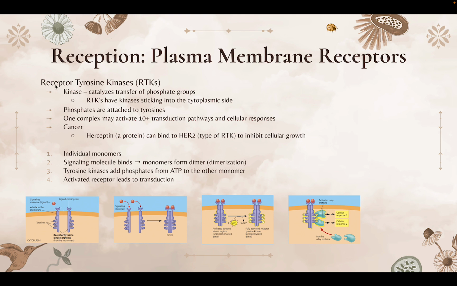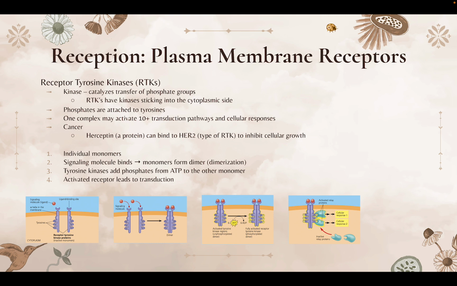But you'll see that each one of these words actually makes a lot of sense in the context of what an RTK is. So a kinase is an enzyme that catalyzes the transfer of phosphate groups. And this is usually involved with ATP, right? Because ATP carries those phosphates. In the bonds between the phosphates is where we get that energy, right?